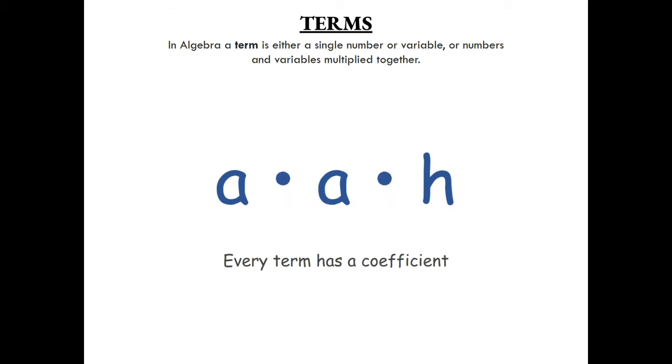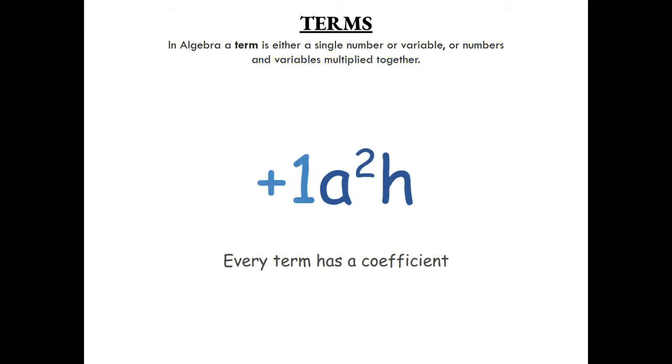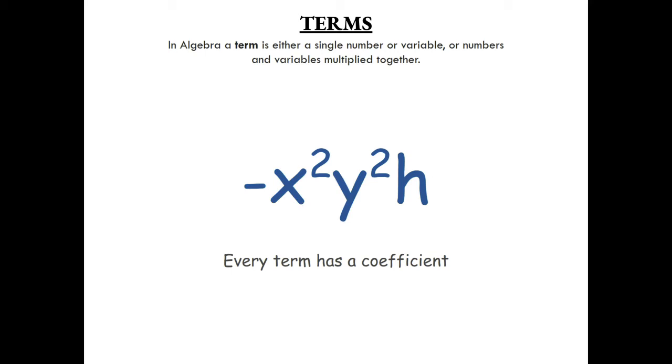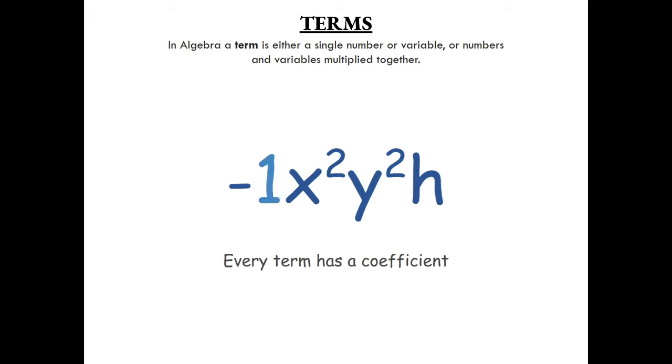A squared h, again, there's no coefficient, so you'd write the number 1, and that would be the coefficient. A squared h is a squared times h. Again, that's numbers and variables multiplied together. It could also be variables and variables multiplied together, and the number in front would be the number 1. This would be 1a squared h. Negative x squared y squared h is also considered a single term. The number is negative 1. That's the coefficient.